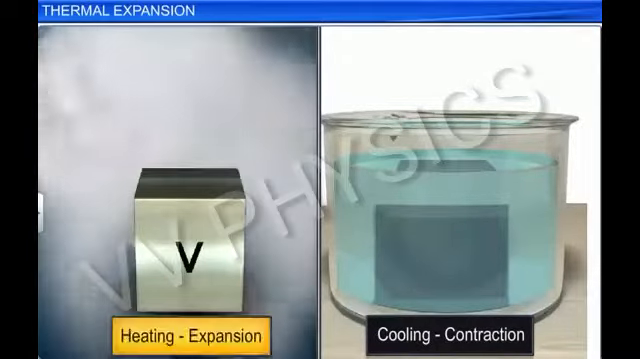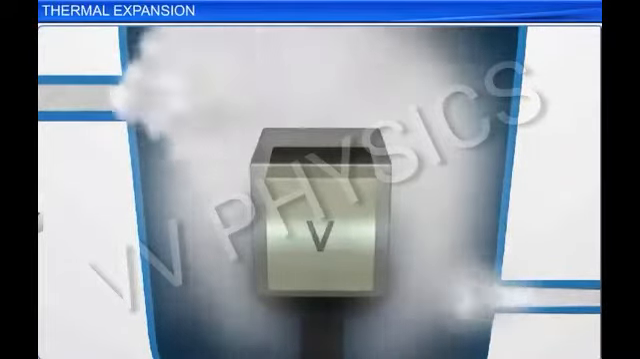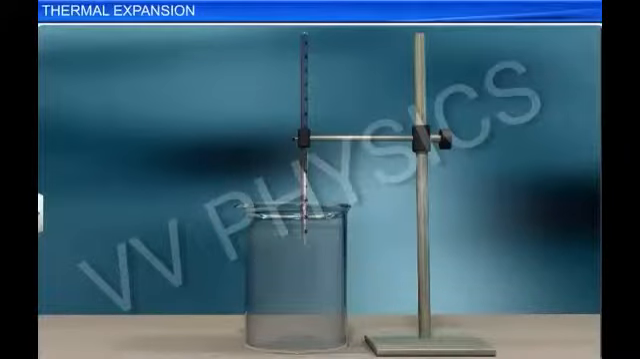Many substances expand on heating and contract on cooling. An increase in the dimensions of a body due to an increase in its temperature is called thermal expansion. For example, the volume of the mercury in a mercury thermometer changes with a change in its temperature.